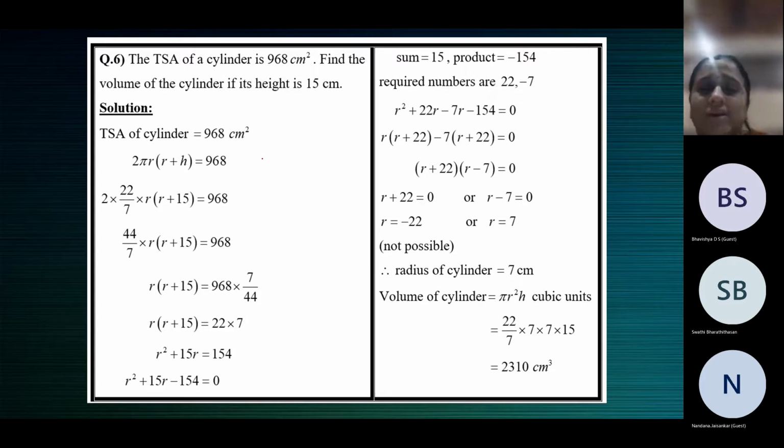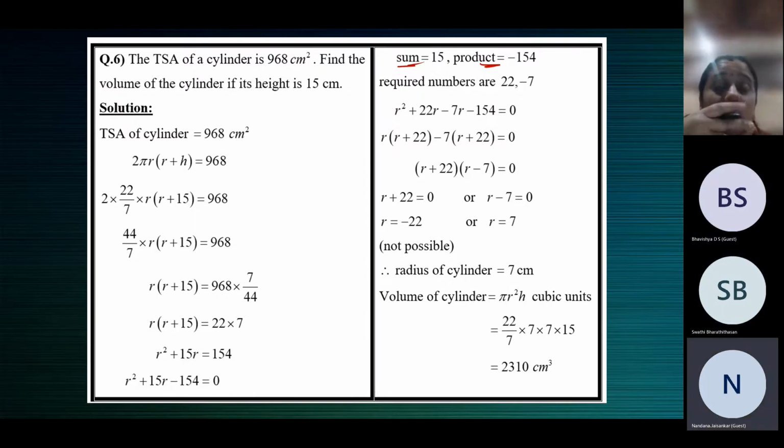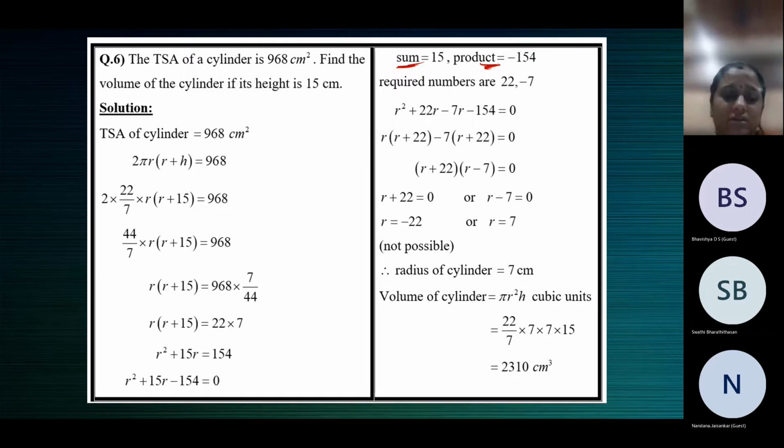Okay, now how do we solve by splitting the middle term? Now, you have to identify two things called the sum and product. Have we already understood this concept, children, or is it new to you? New, ma'am. Okay, because only then I'll know to what extent I should explain. Okay, it's new. So now we need to identify two numbers called the sum and product.